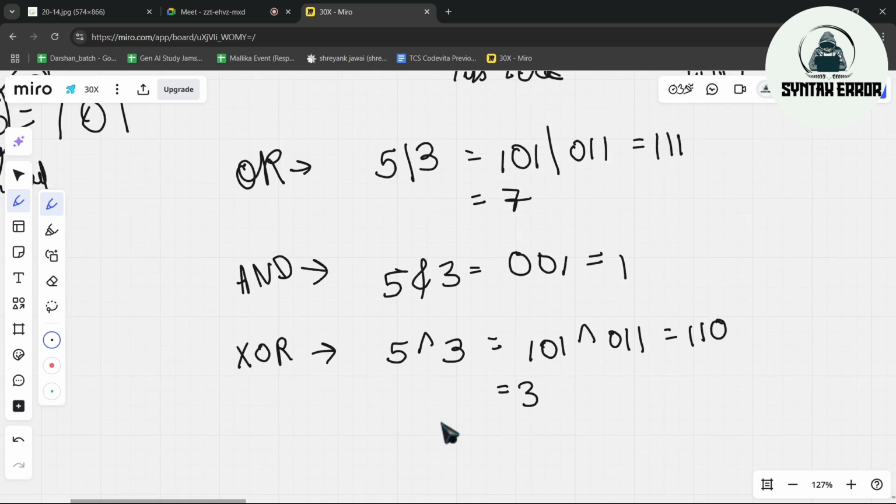Oh no, 1, 1, 0 is not 3. 0, 1, 1 is 3. What is 1, 1, 0? 6. Yes, 1, 1, 0 is 6.